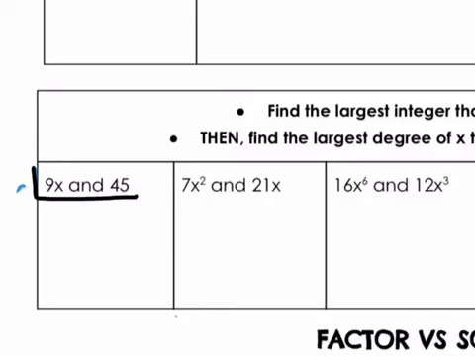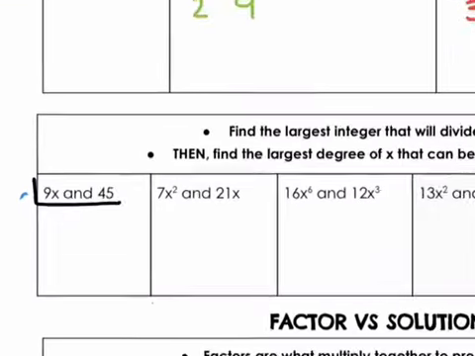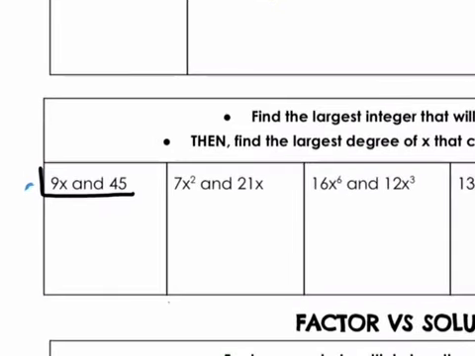we can divide 9 and 45. We can divide both of those by 9. 9 divided by 9 is 1, and that x can stay there. And 45 divided by 9 is 5. I can't divide 1 and 5 by anything, so the GCF is just 9.